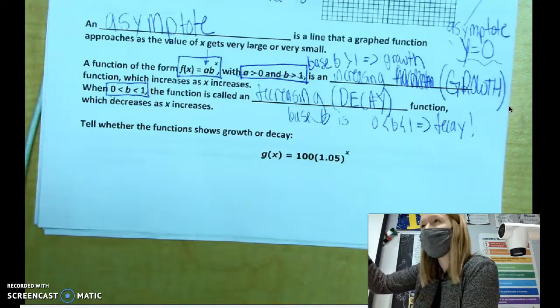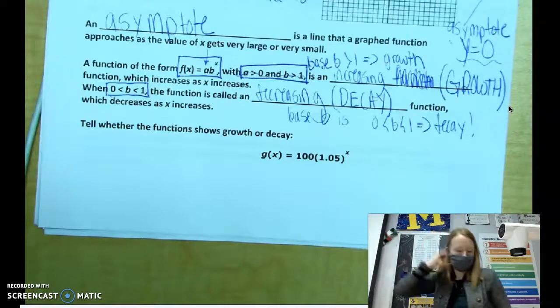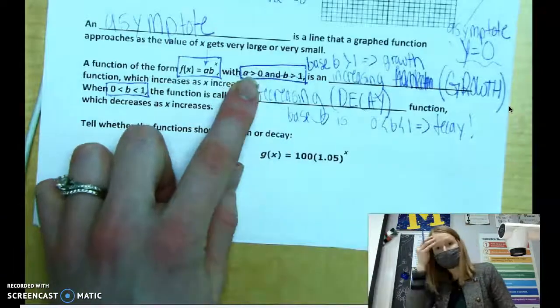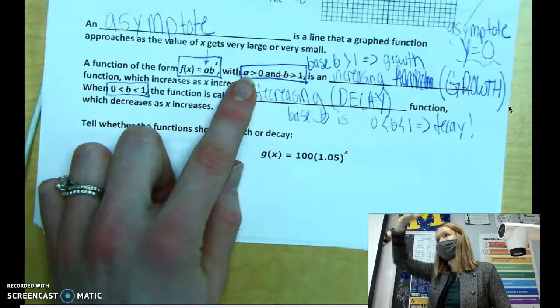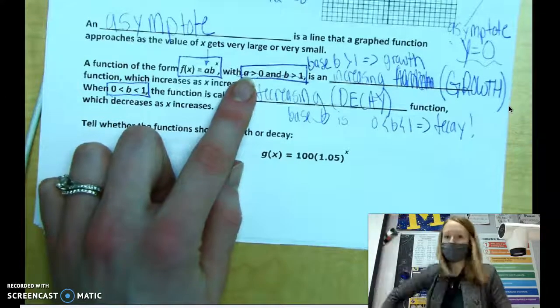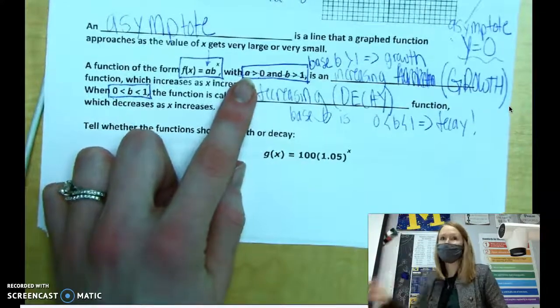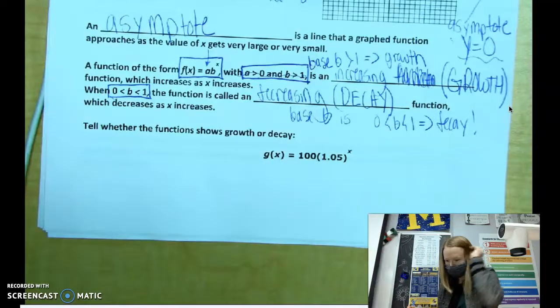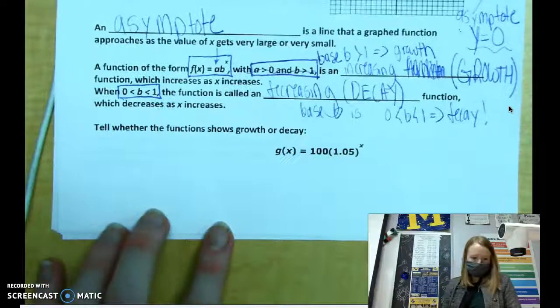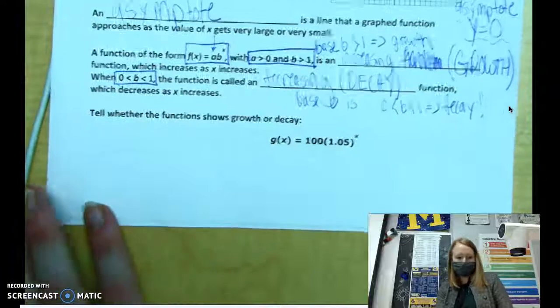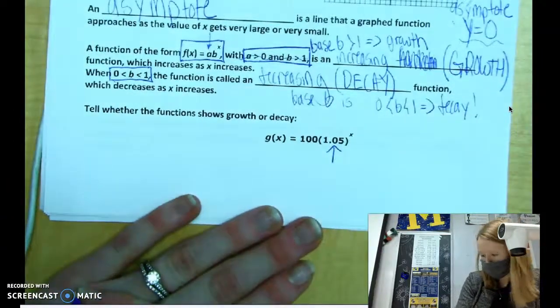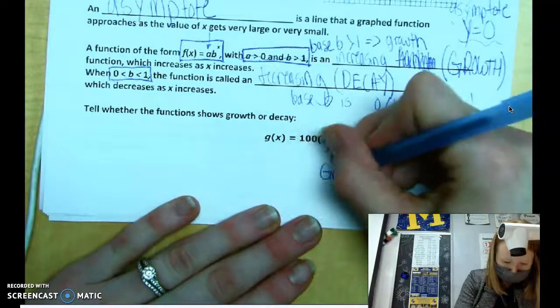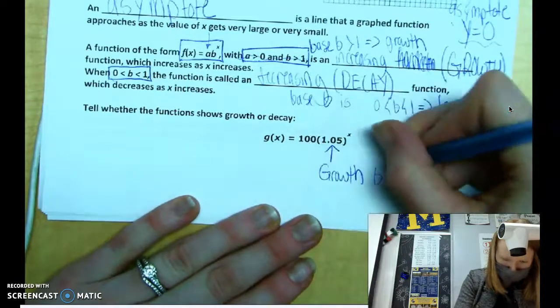Does that sort of make sense? Why it's the way that it is? This letter a out front is just telling you if it opens up, and if it's negative, it would be a reflection, so it would open down. So once again, tell whether the function shows growth or decay. The only thing we need to worry about is the base. So this one would be growth because b is greater than 1.